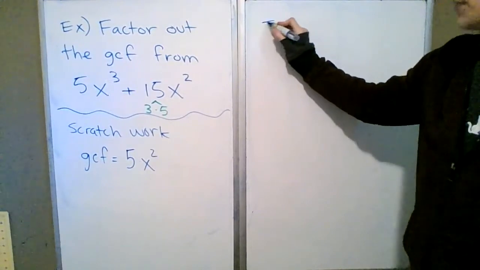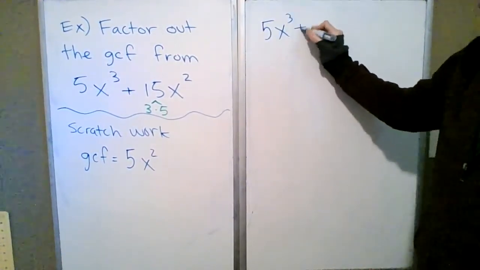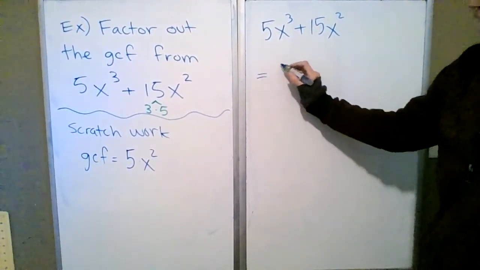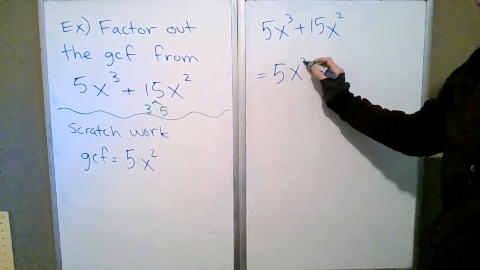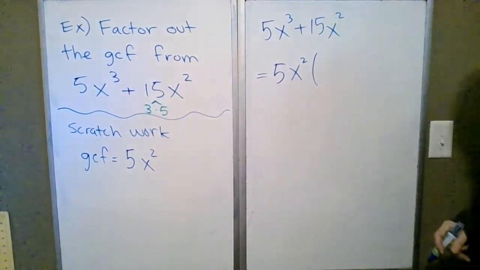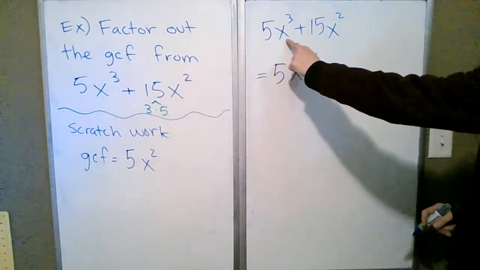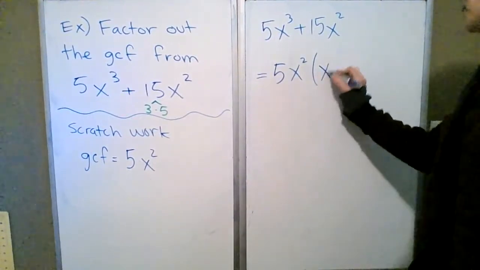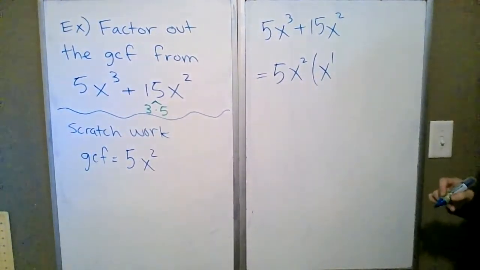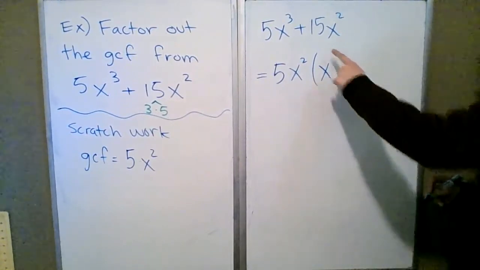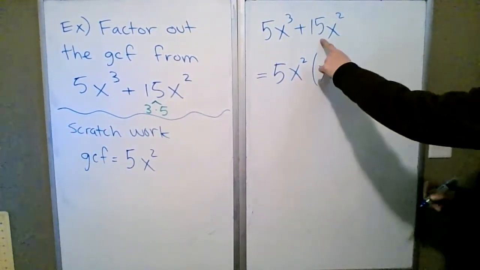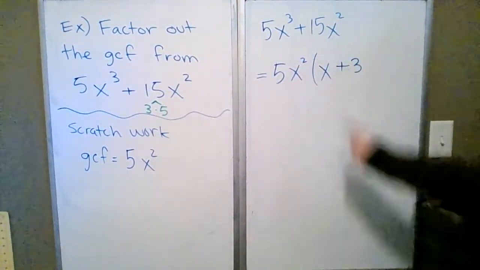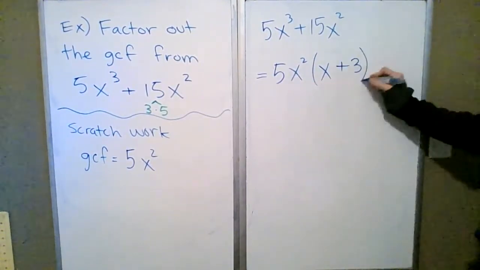Okay, so we're taking 5x cubed plus 15x squared, and we factor out 5x squared. So you're taking out the 5, you're taking away 2 from this x cubed, which leaves x to the first, or just x. Then factoring out 5 from 15 leaves 3. And you factored out the x squared to the front, so that's all that's inside.